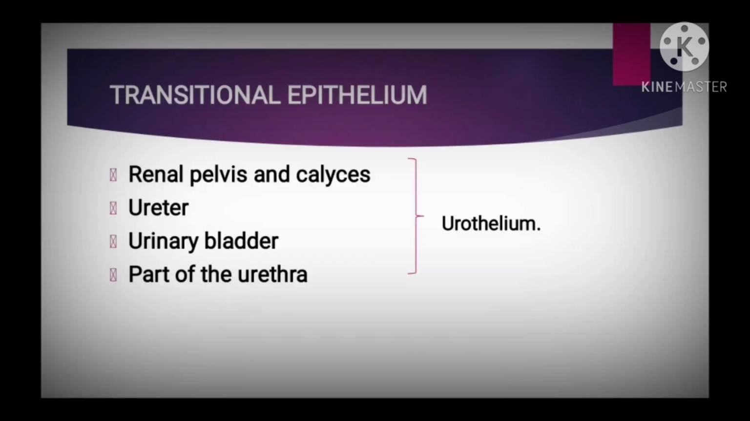Cells of transitional epithelium can be stretched considerably without losing their integrity. So this type of epithelium is mostly found in those areas where extensibility and distensibility are required, like the renal pelvis, ureters, urinary bladder, and part of the male urethra. And here it is termed urothelium.